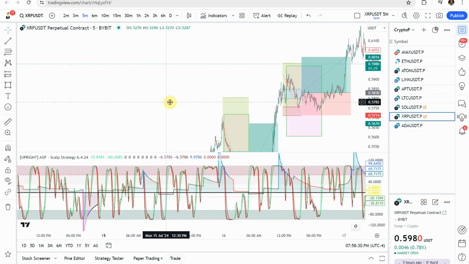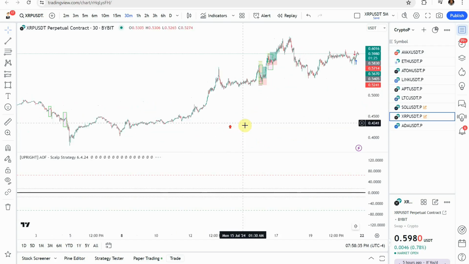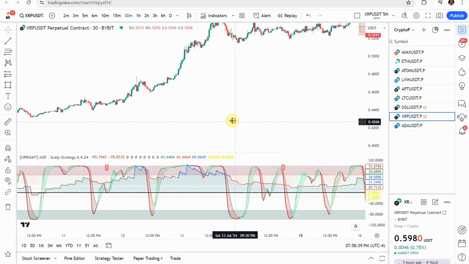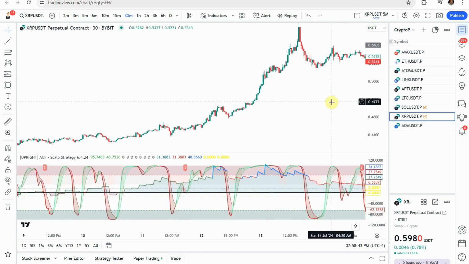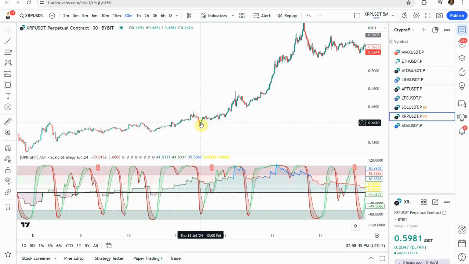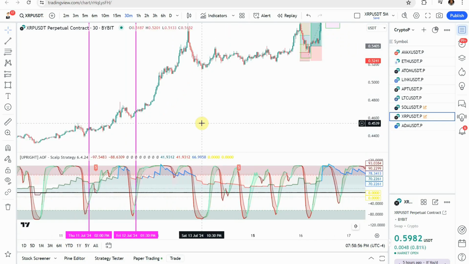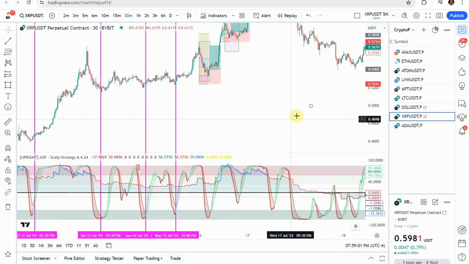getting us to our take profit. And so if we jump back into the 30-minute time frame, you can see here that we would have had quite a few continuation trades throughout here. We would have had one right about here. Let's do that again. We'd have had one right about here. We would have had one right about here. We'd have had one right about here, right about here, and right about there.